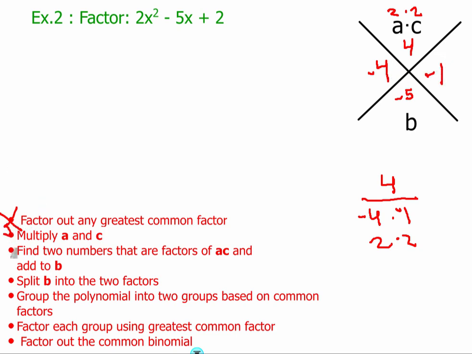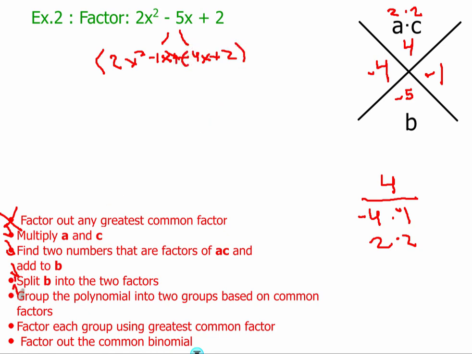So I've done this. Now I need to split my middle term into these two factors. So I'm going to go up here and split this negative 5x into negative 1x and negative 4x. And then I just bring down my other two terms, 2x squared and plus 2. All right, so now I've split it up. Now I'm going to group. I group my first two and my last two.